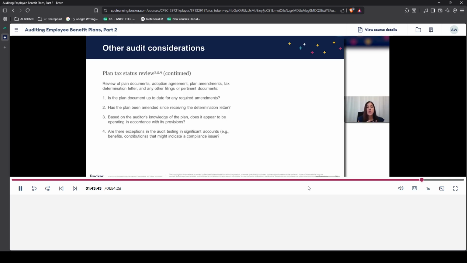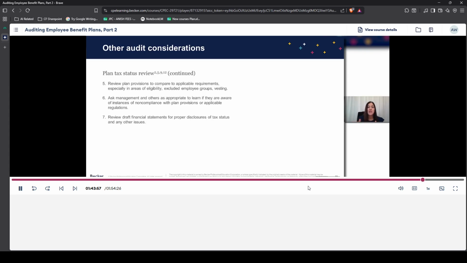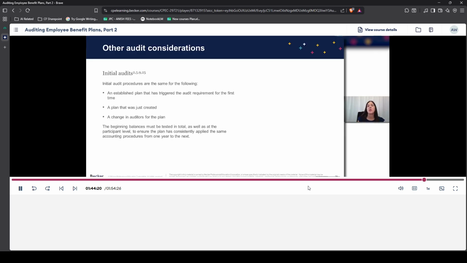So plan tax status review is, again, making sure the plan document is up to date for any required amendments. Do we have the most recent determination letter? Does the plan appear to be operating in accordance with its provisions? And did we identify any exceptions during our testing that could indicate they're out of compliance with the plan document, which could jeopardize the tax qualification status? Review the plan provisions, ask management and others as appropriate if they're aware of any non-compliance issues, and then draft the financial statements for proper disclosures of tax status. So those are some of the procedures that we perform in regards to the plan's tax qualification status.